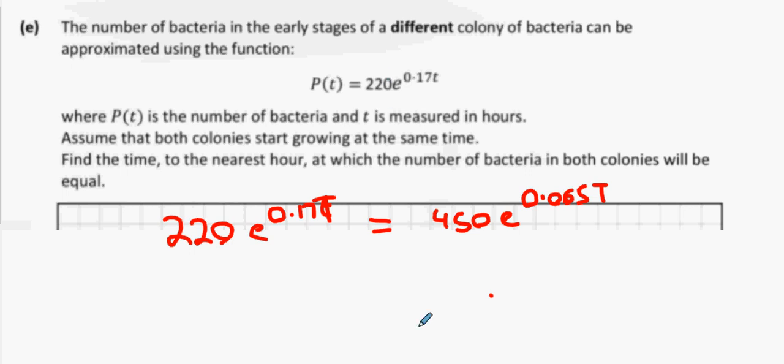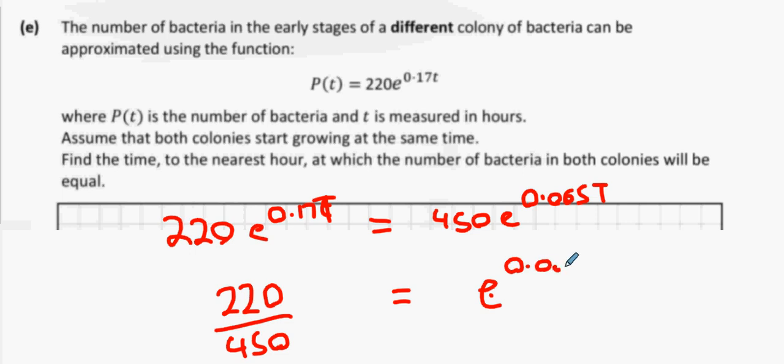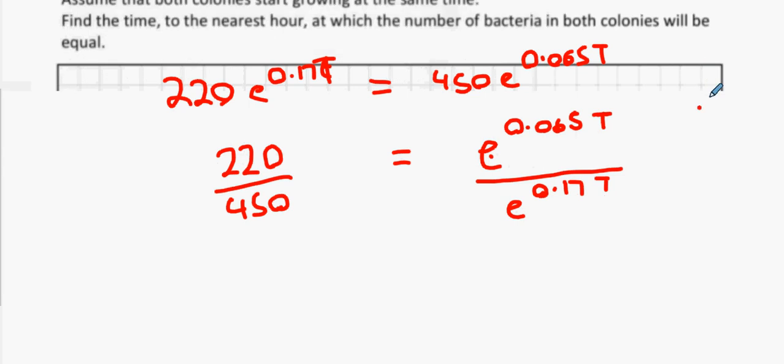My advice would be to do this. Move 220 and bring the 450 underneath. Bring the e to the power of 0.065 on top, and then bring this e to the power of 0.17 on the bottom. Everybody cool with that? Does everybody see what I did there? Are you sure? Okay. What's the rule for x to the power 7 divided by x to the power 5? Anybody?